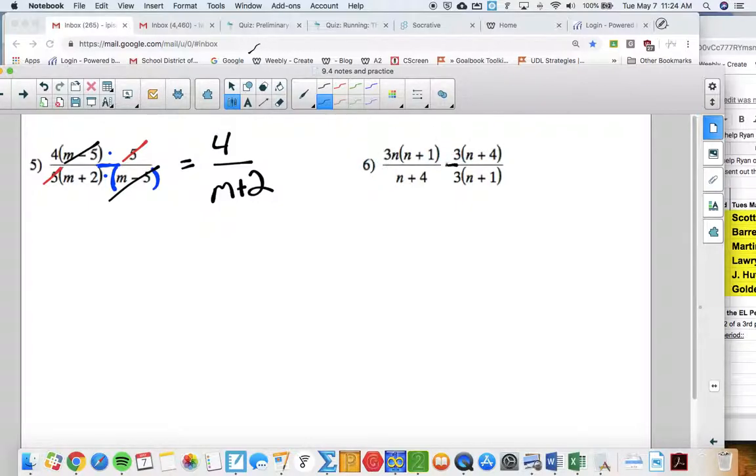Here, again, we are multiplying. So this is not a division sign. Maybe I should make different colors. So on top I have the stuff on the left of the red dot times the stuff on the right of the red dot. On the bottom, the same thing.